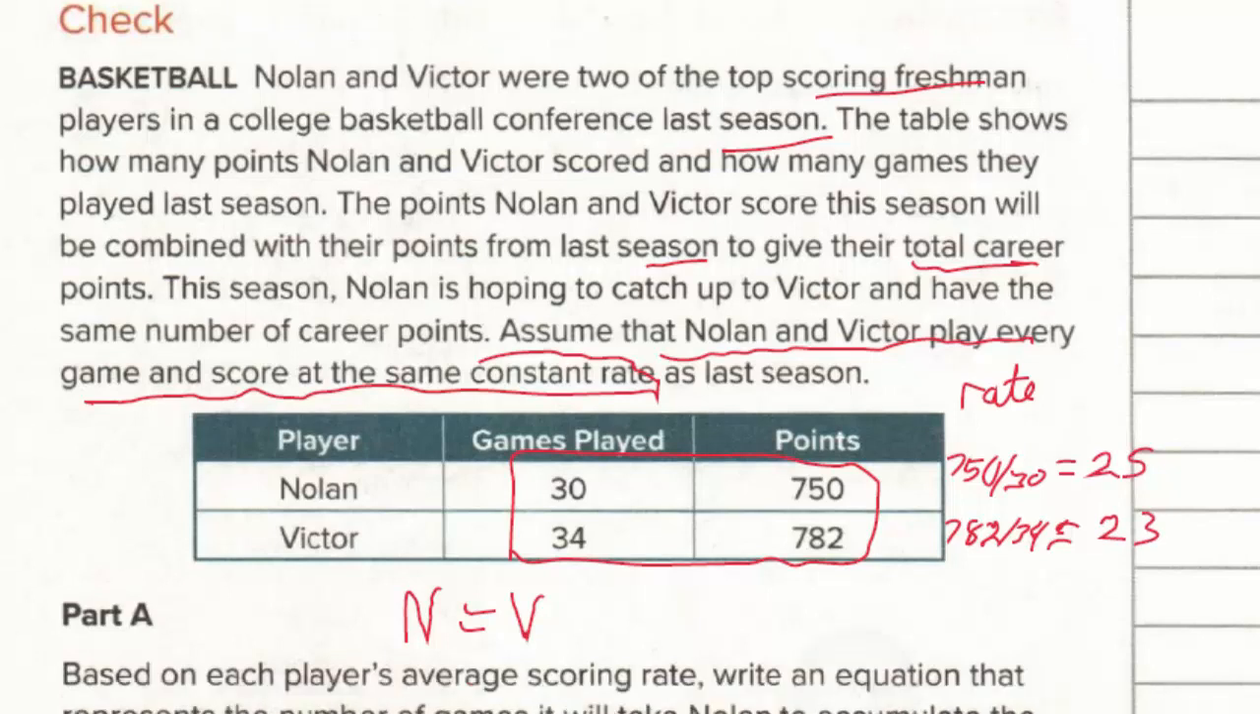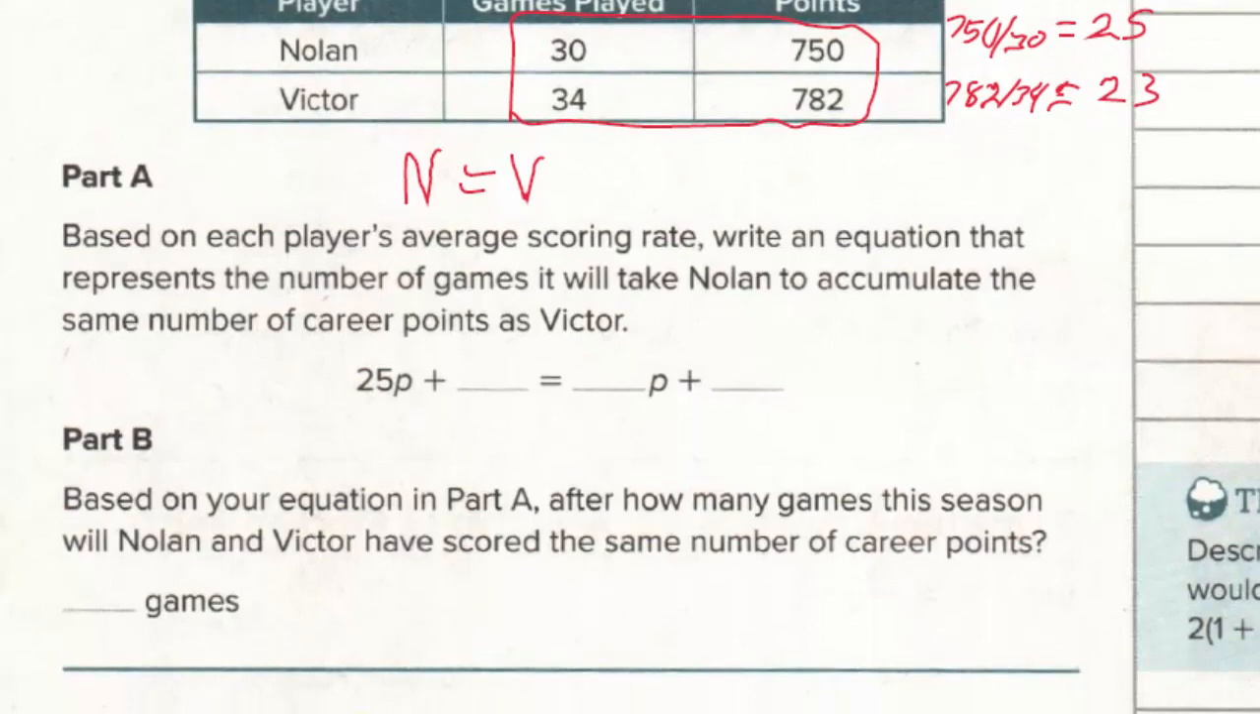It says, based on each player's average scoring rate, write an equation that represents the number of games it will take Nolan to accumulate the same number of career points. So write an equation to represent the number of games. So our variable is going to be the number of games it takes. And if you look down here, you see that 25 is on the left, and we calculated Nolan as 25. So this must be Nolan's information. And p is the number of games, so 25 points per game for this season.